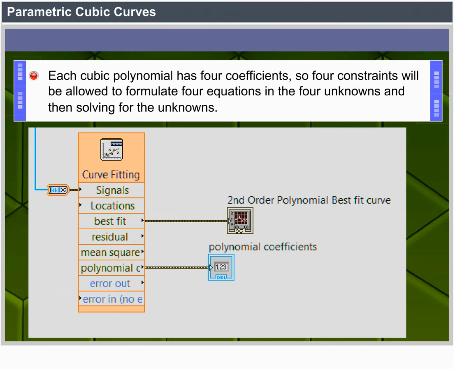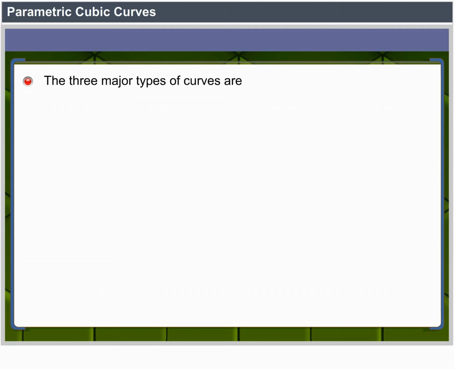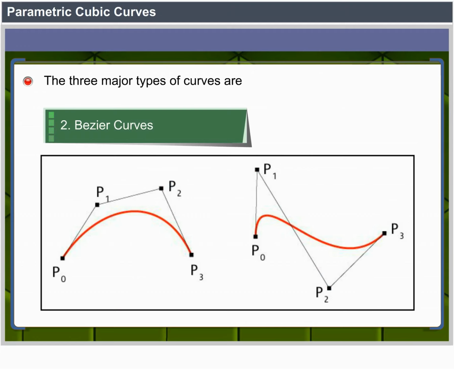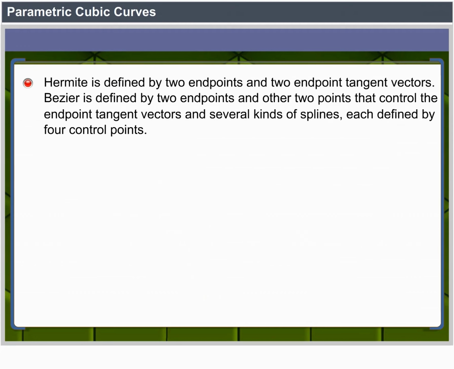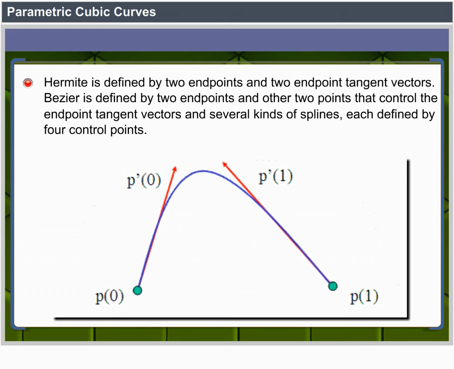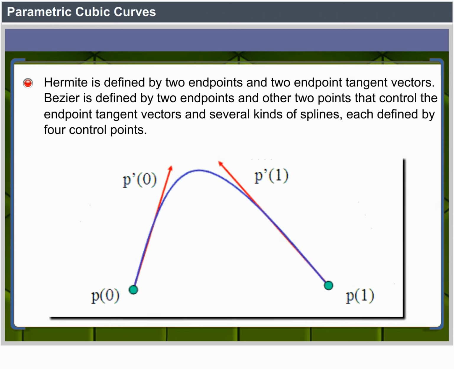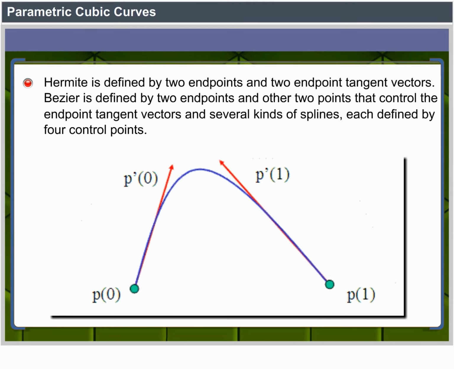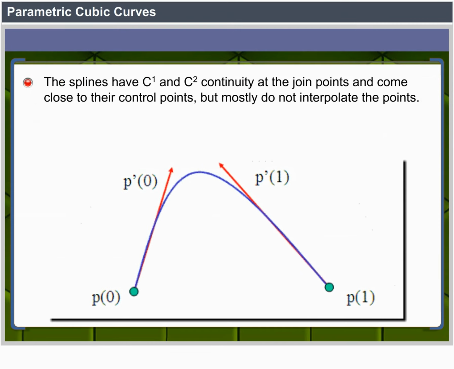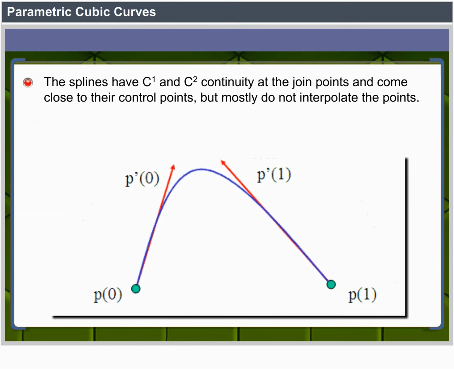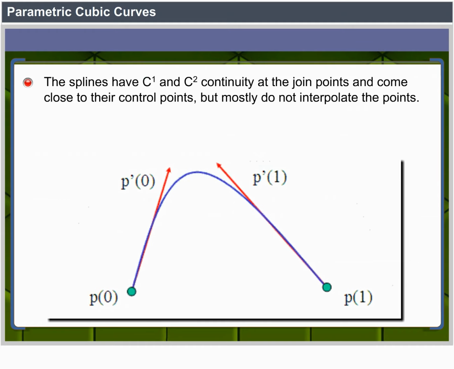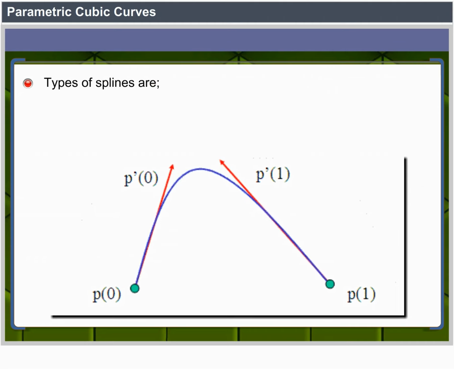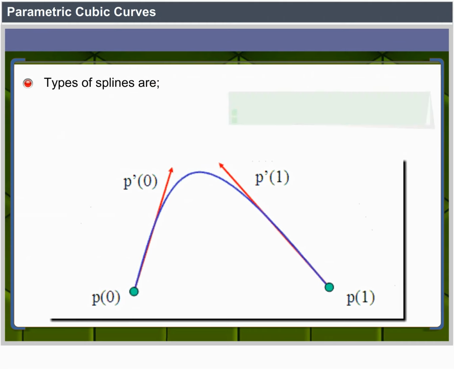The 3 major types of curves are Hermite curves, Bicubic curves, and splines. Hermite is defined by 2 endpoints and 2 endpoint tangent vectors. Bicubic is defined by 2 endpoints and 2 other points that control the endpoint tangent vectors, and several kinds of splines, each defined by 4 control points. The splines have C1 and C2 continuity at the joint points and come close to their control points, but generally do not interpolate the points. Types of splines are uniform B-splines, non-uniform B-splines, and beta splines.